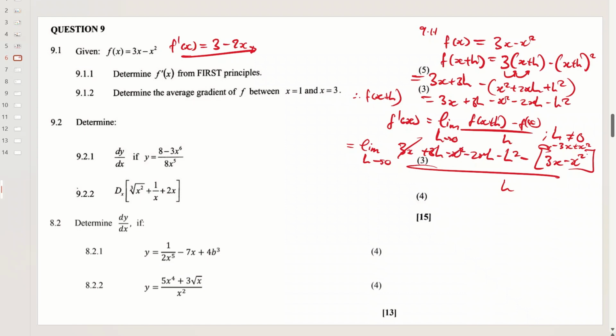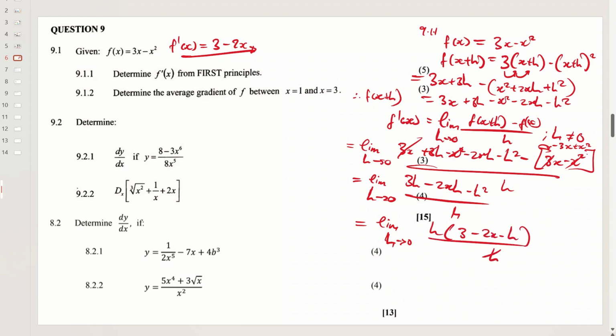So now the x squared and the positive x squared are going to cancel. So now you have what? The limit as h approaches 0 of the remaining part, 3h minus 2xh minus h squared, everything divided by h. Look at the numerator. h is common. That's a fact. So h is a factor. You'll have 3 minus 2x minus h. The h in the denominator and the numerator cancel. Have the limit as h approaches 0 of 3 minus 2x minus h.